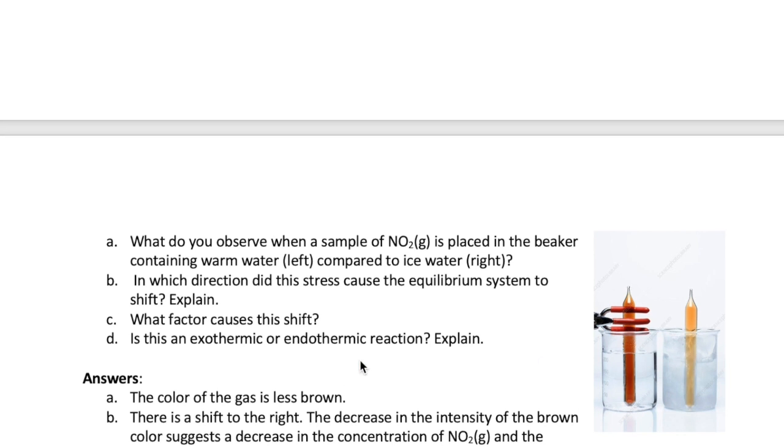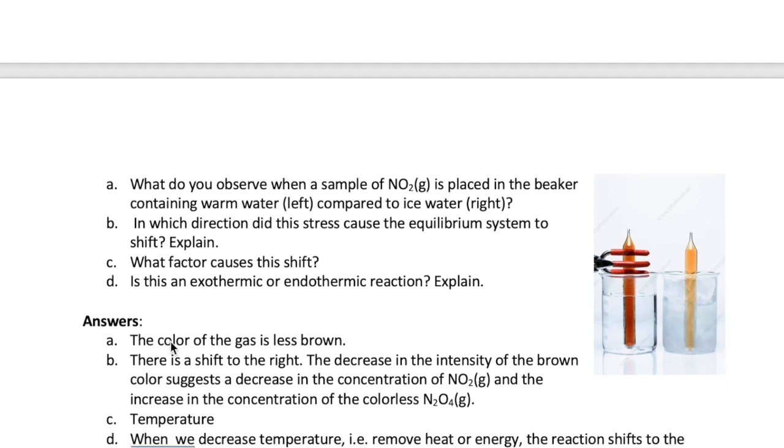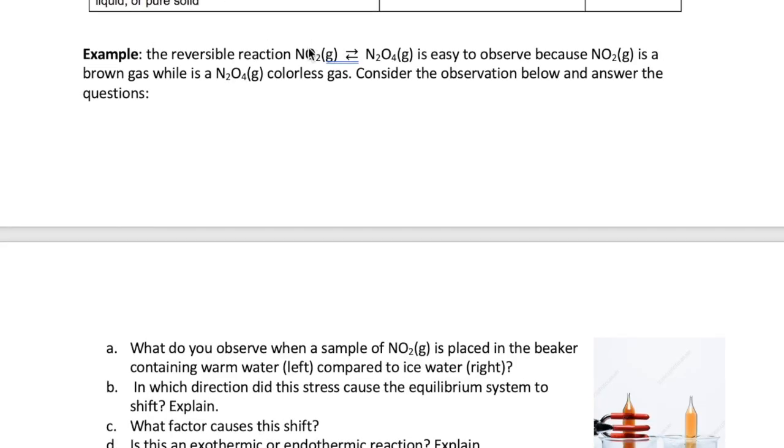In fact, we have more of the N2O4 gas, which is the colorless gas. So that's the first observation. So you can say the color of the gas is less brown as a result of that movement. And then the second question is, in which direction did this stress cause the equilibrium system to shift, and explain that? Well, clearly we're going from more NO2 to less NO2. So in other words, we're shifting to the right in this case.